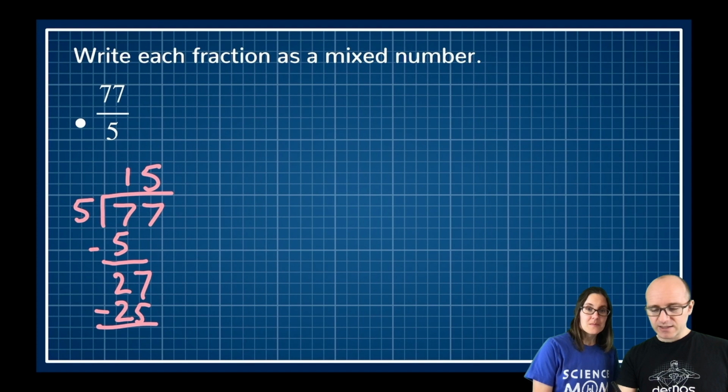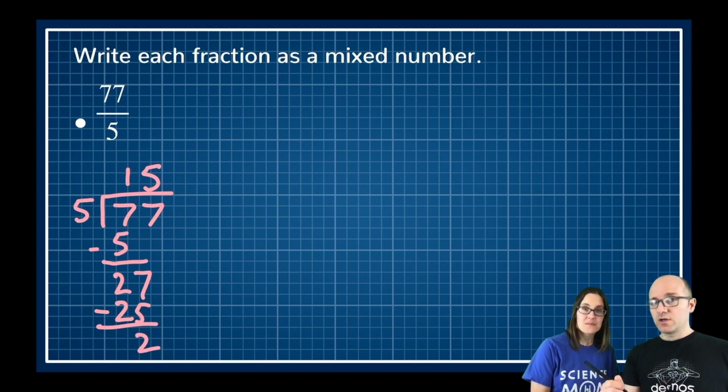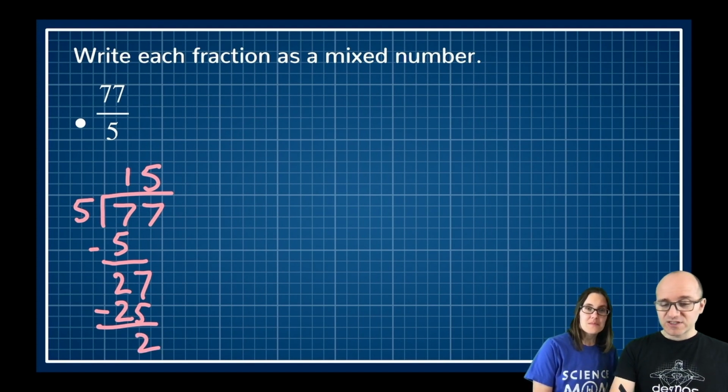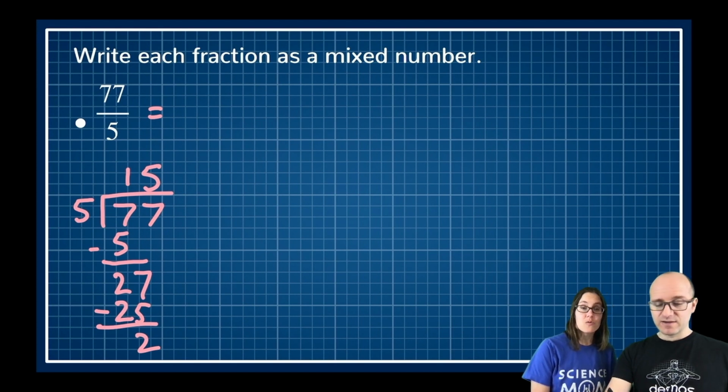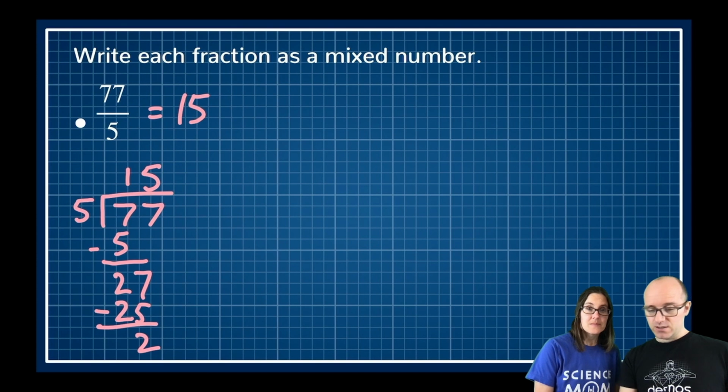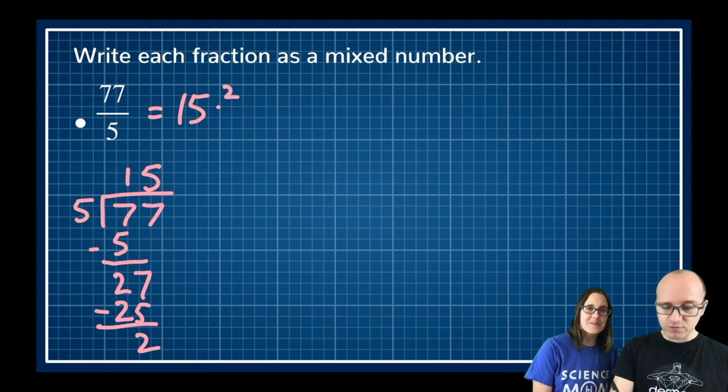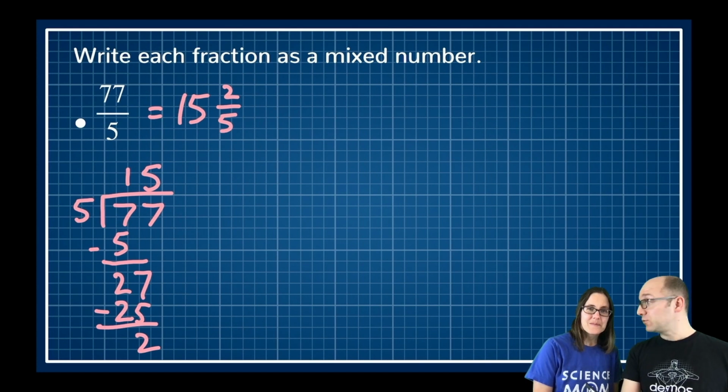We subtract, and there's 2 left over. All right, so 77 divided by 5 is 15. Oh, sorry. That's okay. And then 2 parts out of the 5 are left over, so 15 and 2/5.